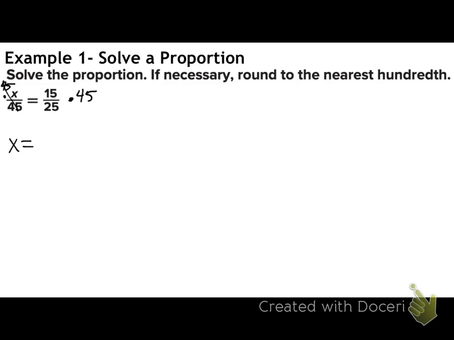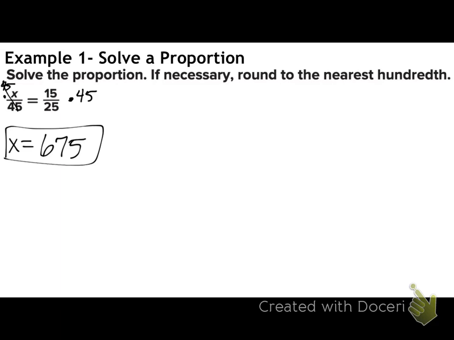If someone's got a calculator, can you type that in for me? 15 over 25 times 45. 675. X is now by itself. There's my value of x. Everyone okay with that? It's not hard, is it? So there's one way of approaching solving a proportion.